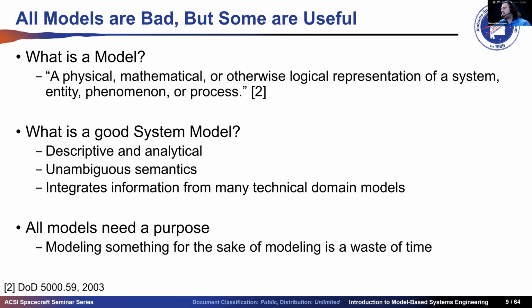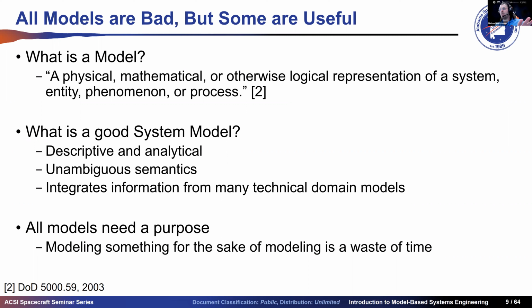So here is the DoD definition, Department of Defense definition of a model, and it's a pretty good one. You can draw a circle on a napkin, and that's a model of the sun. It's not a very good one. It's a bad model, and it's also not a useful model. So a good model is descriptive and analytical in the sense that it is defining the parameters, assumptions, methodology, results, conclusions of a given problem.